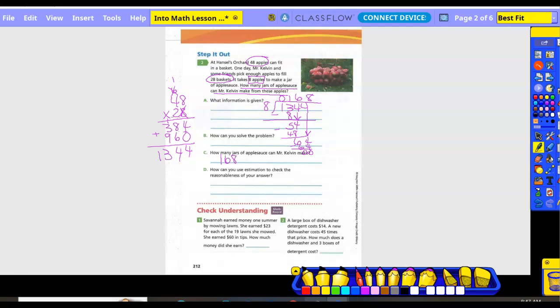1,168. So 168 jars, right? And then how can you use estimation to check the reasonableness of your answer? So first of all, we could have rounded what? 48 to, so 50 times what? 30, right? Equals 1,500. Does that get me close to 1,344? Yes. Okay. And then divide by 8.